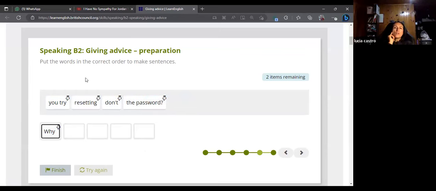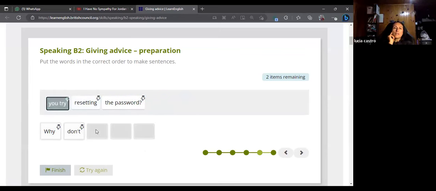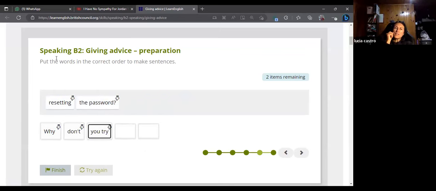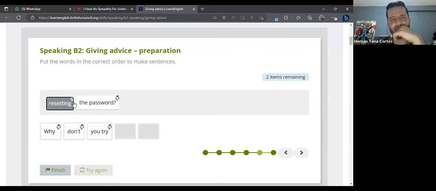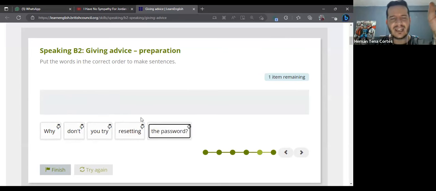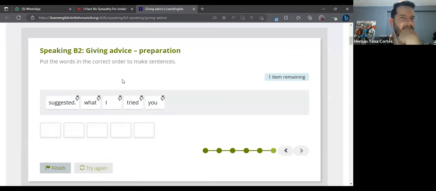Why don't you try, what is the meaning of resetting? Resetting, so reset is resetear. Resetting the password. Maybe this happens when you don't remember your password to a platform or an application. Sometimes you have to reset your password. All right, how about this one?